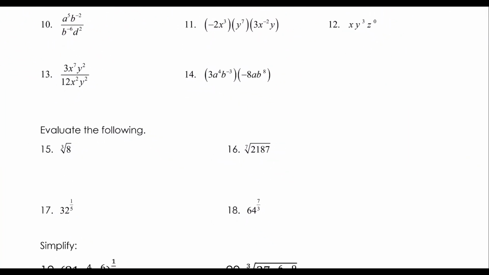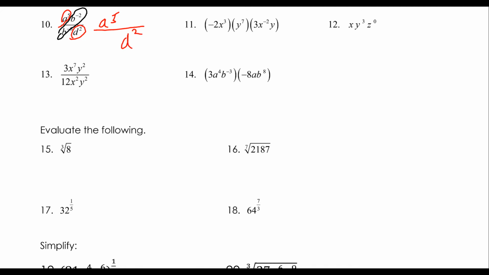Alright, number 10. If we have, say, a to the 5th, b to the negative 2, b to the negative 6, d to the 2nd, things that stand out to me: I've got the same base right here between the b's. Now, the a to the 5th can stay the same. What I like to actually do with stuff like that is circle it, and I know those are going to stay right where they're at. So I can go ahead and write down an a to the 5th here, and this is going to be part of my answer, and then a d to the 2nd there.